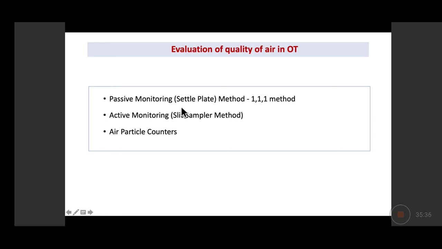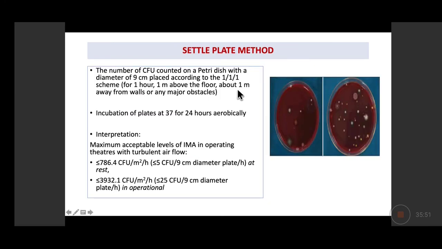Okay, so we can do it by the passive method, which is the settle plate method, or active monitoring, or the slit sampler method. Okay, two main methods are used. Third is the air particle counter method, which is a new technology that has been developed. So basically this is the settle plate method.